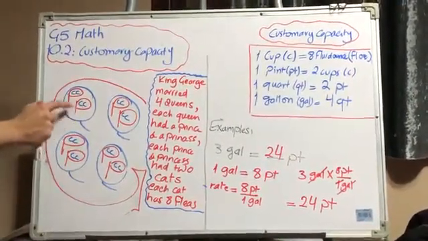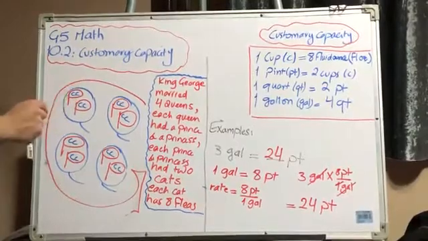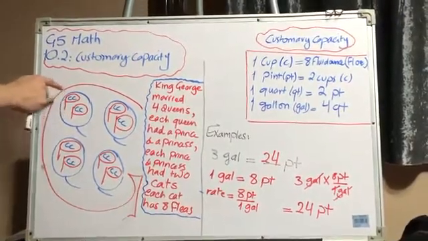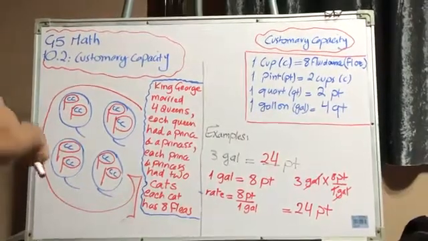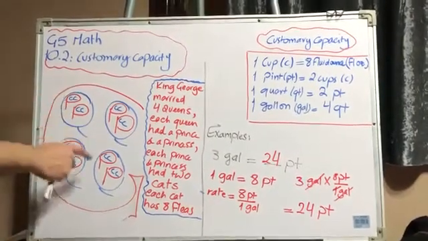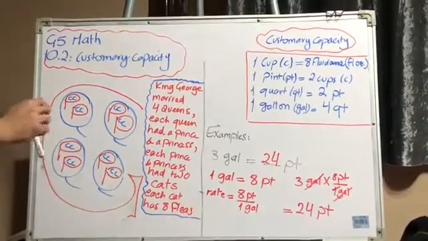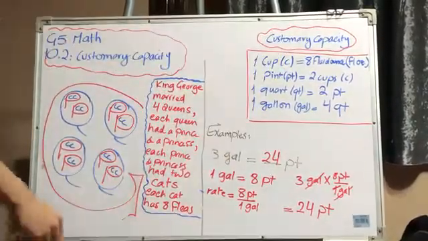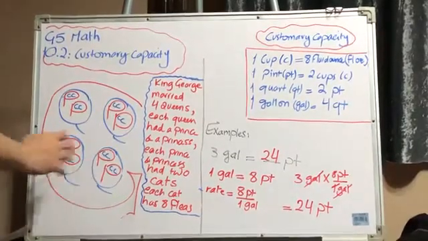Each prince and princess has 2 cats, so 1 pint equals 2 cups. And each cat has 8 fleas. Each 1 cup has 8 fluid ounces. This is how you memorize the story.